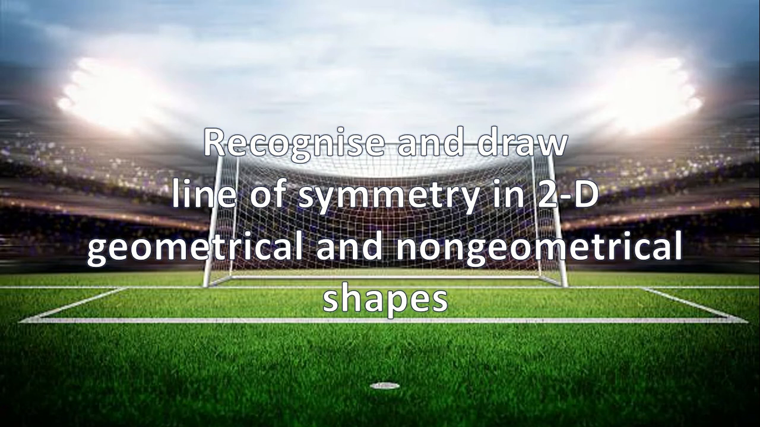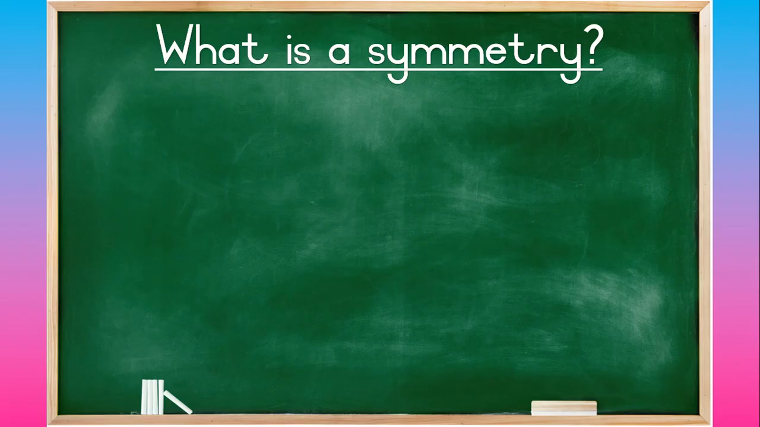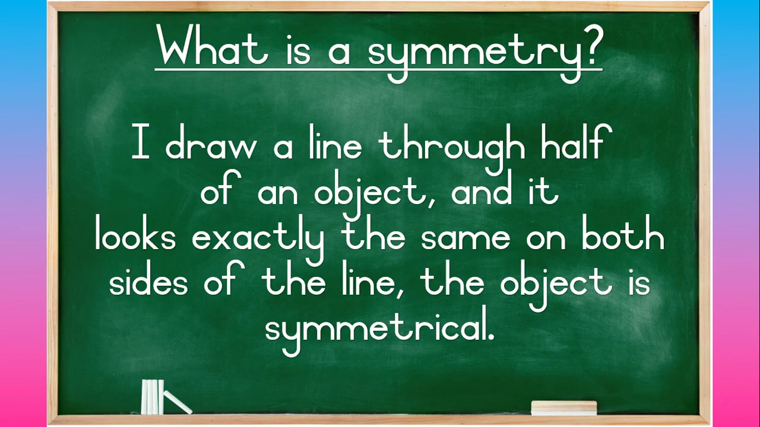The goal and aim for today's lesson is to recognize and draw a line of symmetry in 2D geometrical and non-geometrical shapes. So first, what is symmetry? If I draw a line through half of an object and it looks exactly the same on both sides of the line, the object is symmetrical. If I draw a line through an object and it doesn't look the same on both sides, it means it's not symmetrical. That we call asymmetrical.